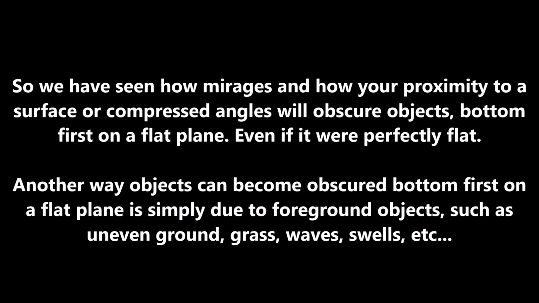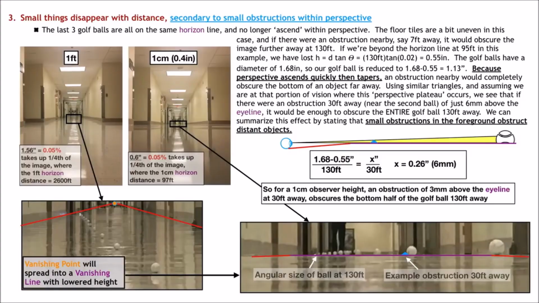So we have seen how mirages, and how your proximity to a surface or compressed angles, will obscure objects bottom first on a flat plane, even if it were perfectly flat. Another way objects can become obscured bottom first on a flat plane is simply due to foreground objects, such as uneven ground, grass, waves, swells, etc. So now we're at secondary to small obstructions within perspective.